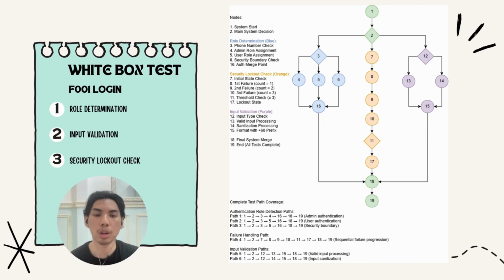For the F001 whitebox test, we implement three whitebox test categories, that is role determination, input validation, and security logout check. As you can see here, the control flow graph shows our systematic approach covering 90 nodes, including role detection path, feature handling sequence, and input validation process, achieving complete test path coverage.